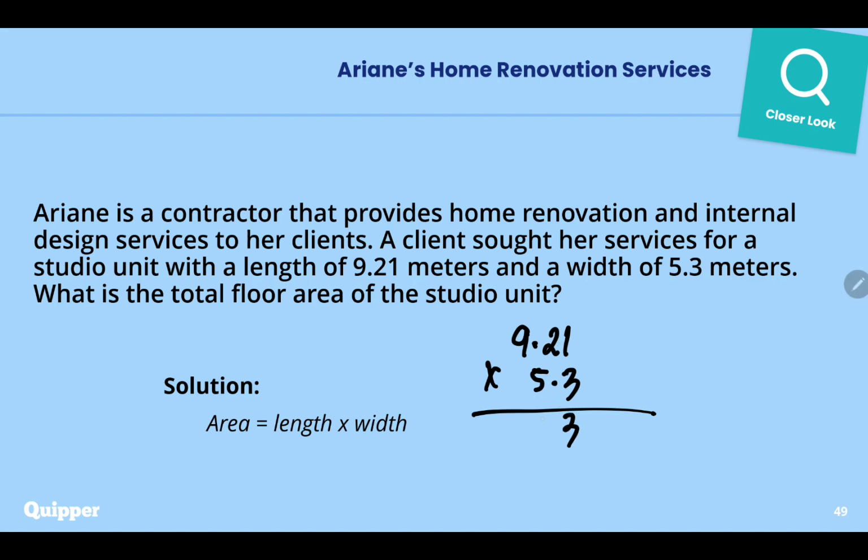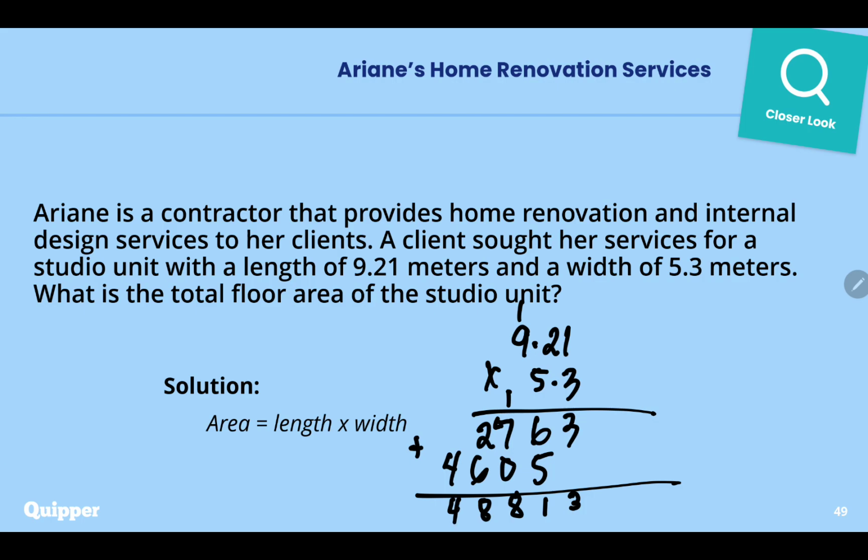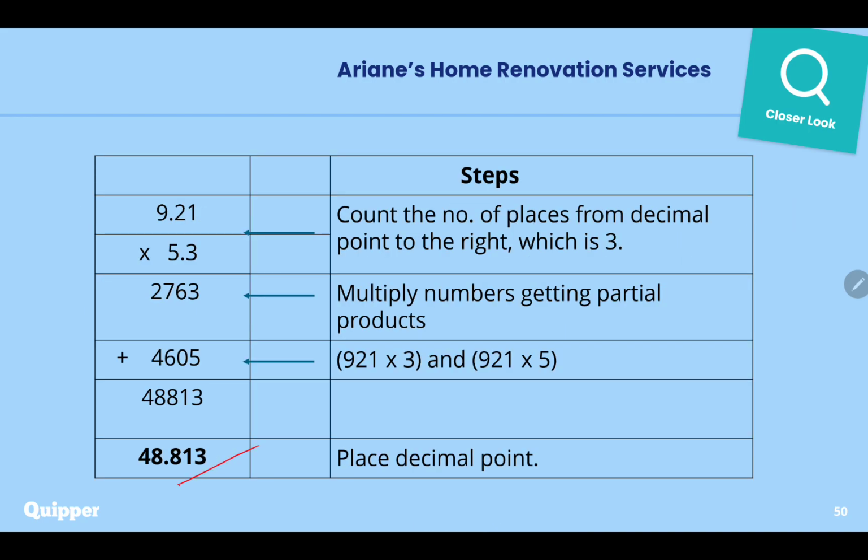So 1 times 3 is 3, 2 times 3 is 6, 9 times 3 is 27, 1 times 5 is 5, 2 times 5 is 10, carry 1, 9 times 5 is 45, plus 1 is 46. Then get the sum. So you have 3, 6 plus 5 is 11, carry 1, 7 plus 1 is 8, 2 plus 6 is 8, and bring down 4. Next, place the decimal. Oh, we have 1, 2, 3, so the decimal point should be here. So you have here the total area of 48.813. Ano yung unit natin dyan? Meter squared. Kasi meter times meter is equal to meter squared. Yan, 48.813.